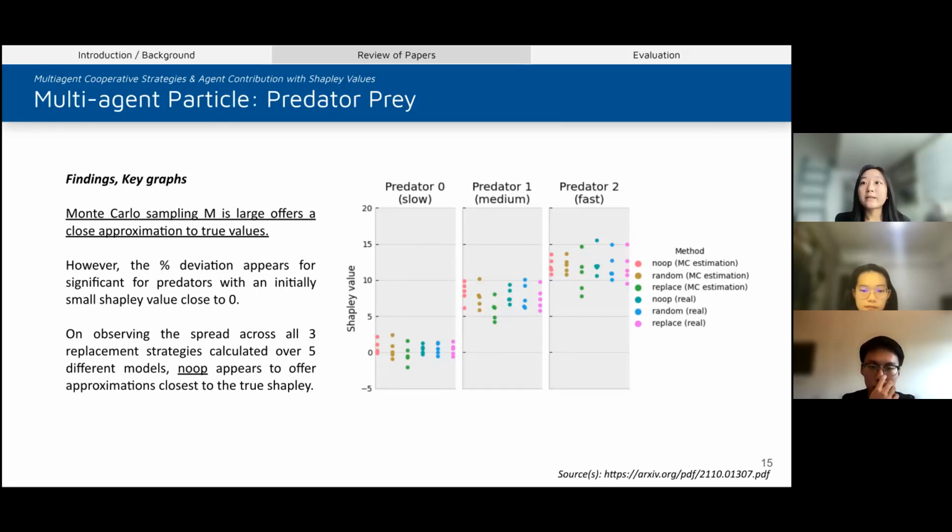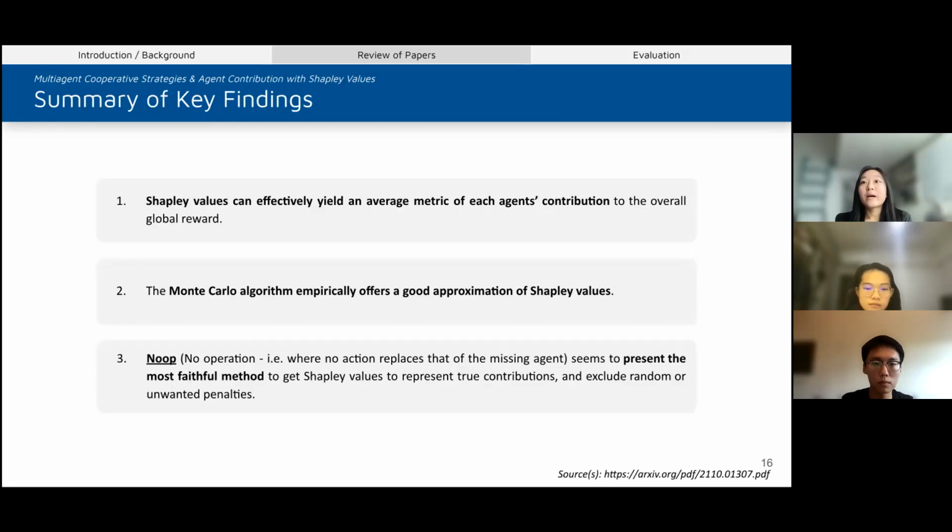However, this is caveated by the fact that the percentage deviation will naturally seem higher for predators with an initially small Shapley. In observing the spread across all replacement strategies, no operation also seems to offer the closest approximation to the true Shapley. Hence, to summarize, we are able to verify that Shapley values can yield an average metric of agents' contribution, and that the Monte Carlo approximation offers a good approximation. Lastly, no operation also seems to present the most faithful replacement strategy for a missing agent.